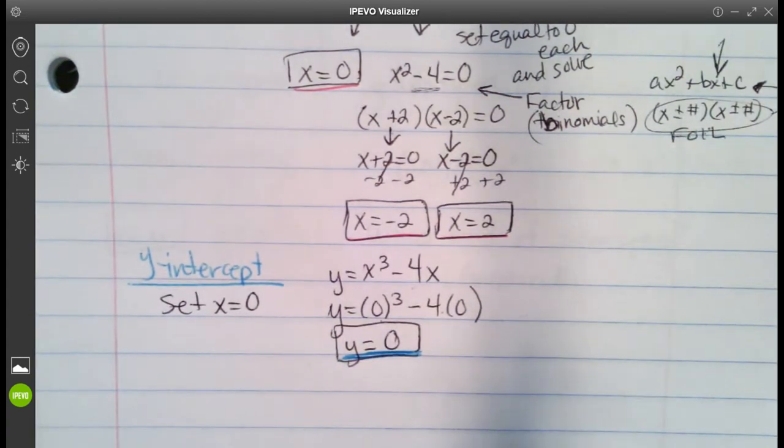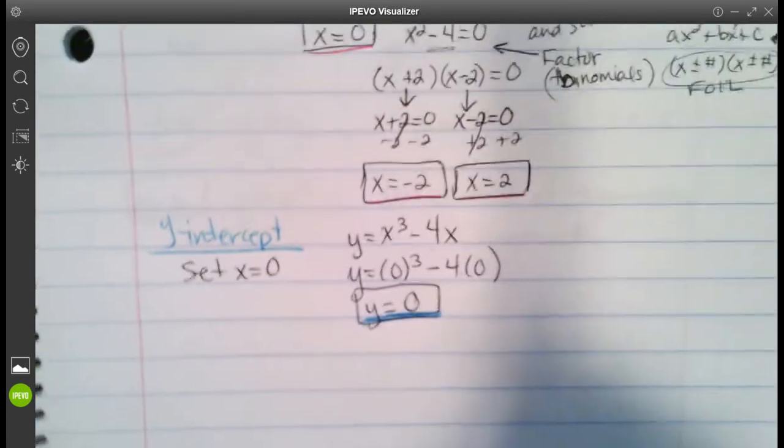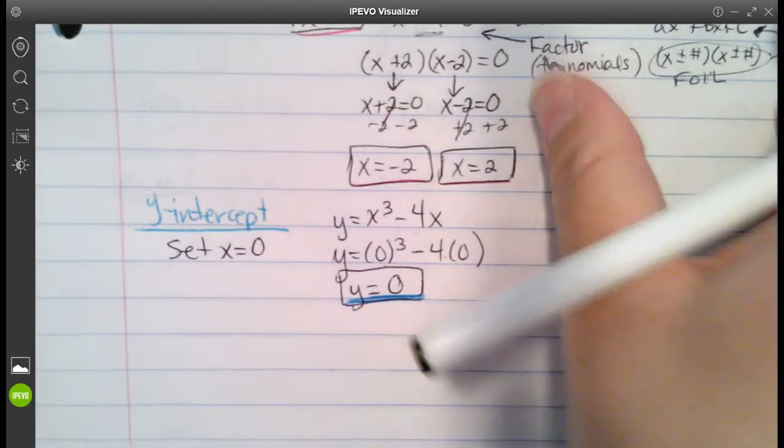Okay, and that is our one y-intercept. This is a function, so it's only going to have one y-intercept. If it had two, it would fail the vertical line test, and therefore it wouldn't be a function. Okay, so last but not least, we're going to do a sketch of this. So I'm going to do that at the way bottom. I'm going to use everything that I have so far.